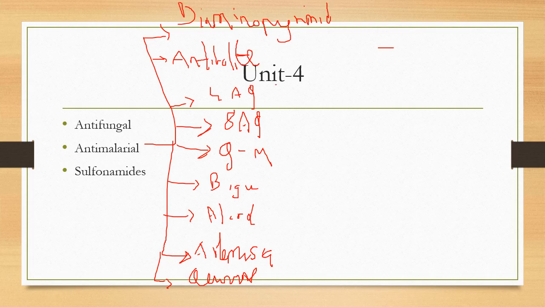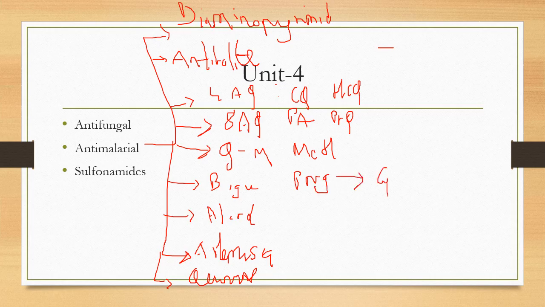So in 4-aminoquinolines we have chloroquine, hydroxychloroquine. In 8-aminoquinolines we have pamaquine, we have primaquine. In quinoline methanol we have mefloquine. In biguanides we have proguanil, which is a prodrug that gets converted into cycloguanil, which is the active metabolite.